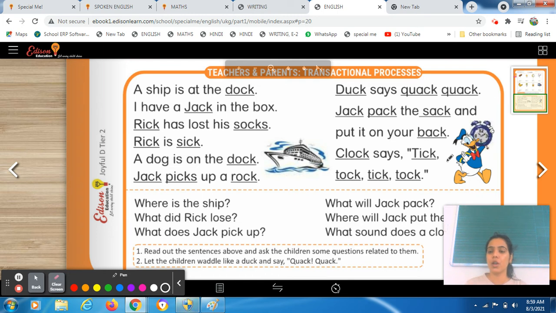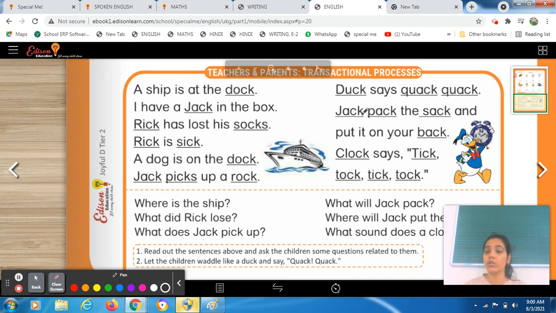Now, the duck. See, there is a picture of a duck, right? So what does the duck have? Duck is having a clock. See, she is having a clock in her hand. So the duck says, what does a duck do? I told you before. How will a duck do? Quack, quack. Duck says quack, quack. Jack, Jack, pack, pack, sack.